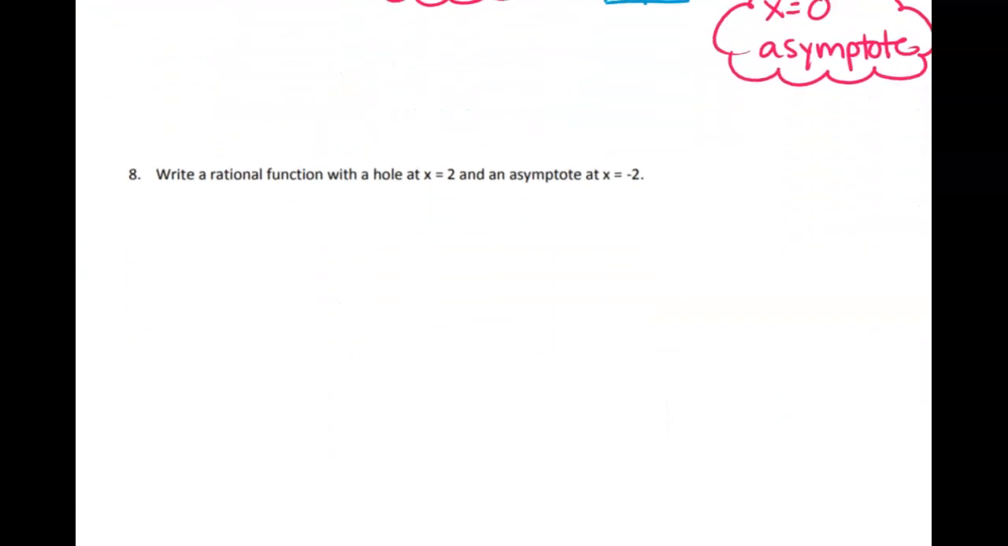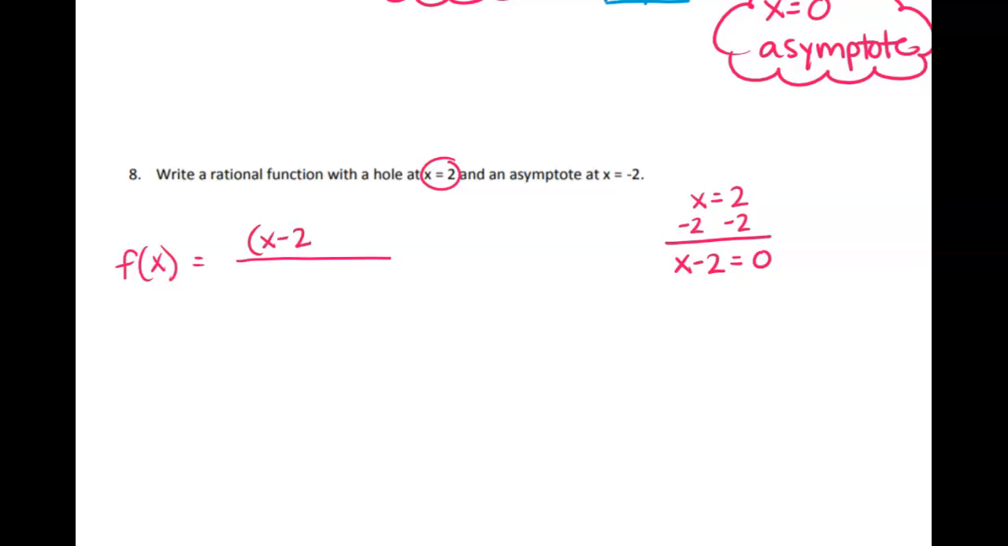Finally, for problem number 8, we want to write a rational function with a hole at x equals 2 and an asymptote at x equals negative 2. So we'll start with a fraction. And if it's a function, let's say f of x equals. Our hole is x equals 2. So if x equals 2, we subtract 2 on both sides. That means we'll get x minus 2 equal to 0. And so if it's a hole, it cancels. So we want an x minus 2 in the numerator and an x minus 2 in the denominator.